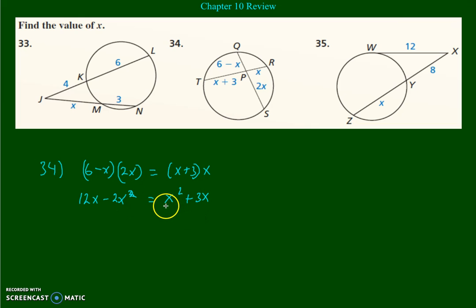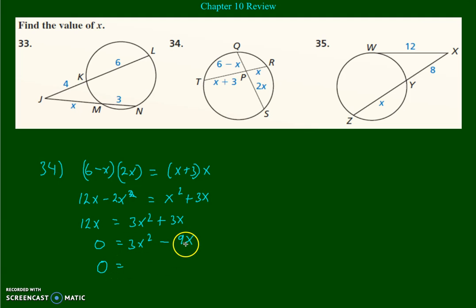Now combining our terms, I can add 2x squared to both sides. So I get 12x equals 3x squared plus 3x. And if I subtract 12x from both sides, 0 equals 3x squared minus 9x. This quadratic is a bit easier to solve than the last one we had to deal with. We don't have to do a lot of that factoring stuff, but we still have to factor. So let's set this equal to 0.